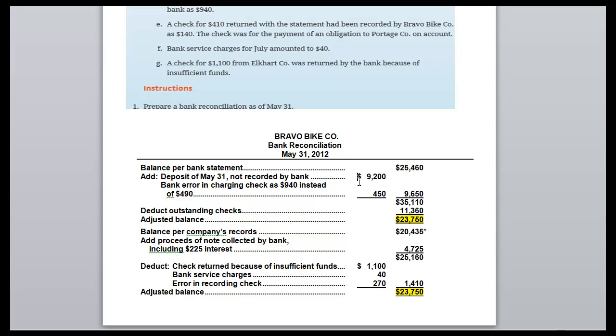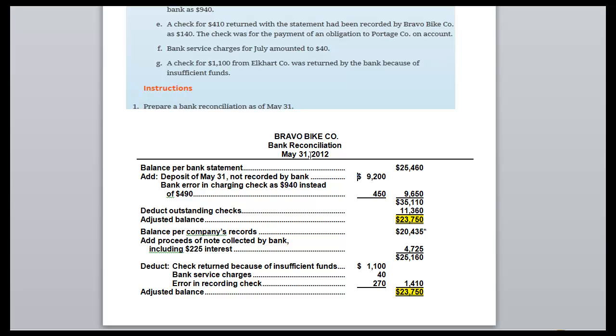In addition, there are outstanding checks. It says deduct outstanding checks. So this is not just probably one check. It's multiple checks. Several of them added together equal 11,360. These would be checks that we've written, but somebody's hanging on to it and has not yet gotten around to making it to the bank.